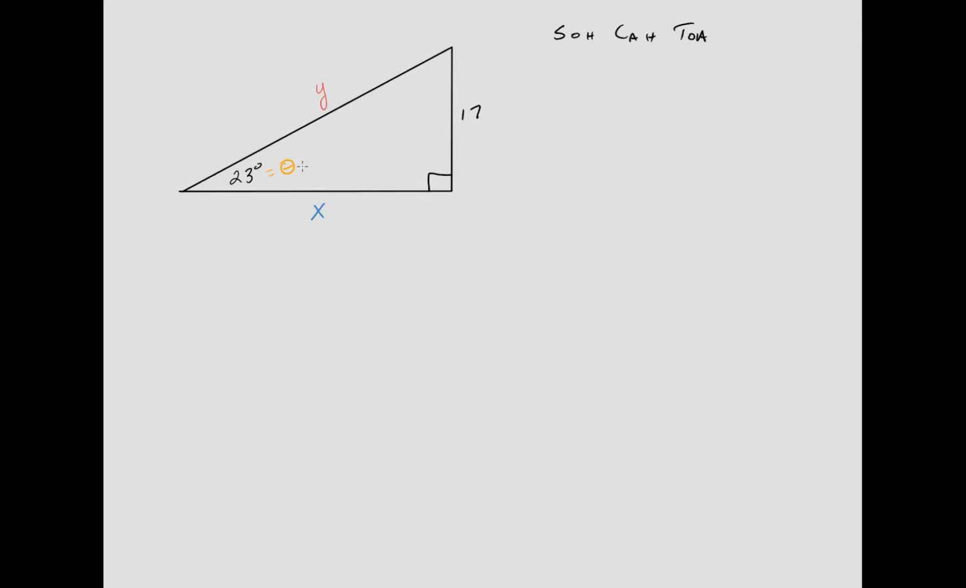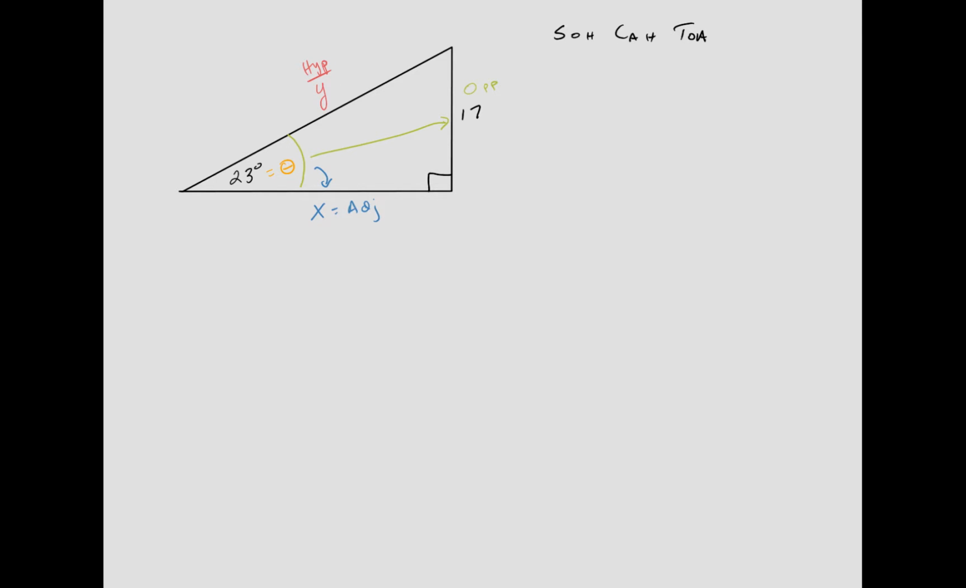And so the side opposite is the one side that's not making this 23-degree angle here. So that would be the 17 here. So this is my opposite side. And then the side adjacent is the side that's not the hypotenuse and not the opposite side. So this is my hypotenuse here. So that's got to be my adjacent side here. And lastly, I've got my hypotenuse.